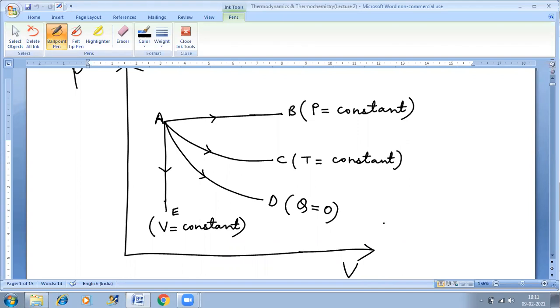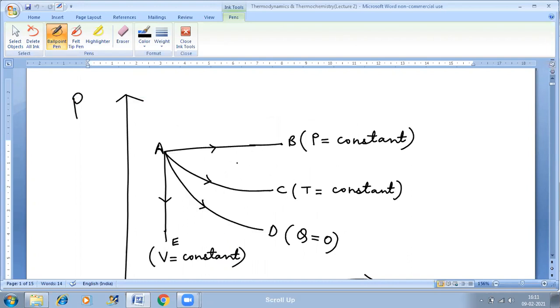So AB, if I look at AB, so AB is a line which is parallel to x-axis. Because the line is parallel to x-axis, we can say that the y coordinate, that is the pressure, is constant along this AB. So from A to B, if we are going, the pressure is constant because the line is parallel to x-axis.